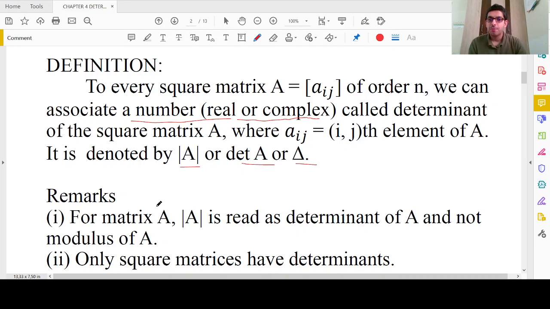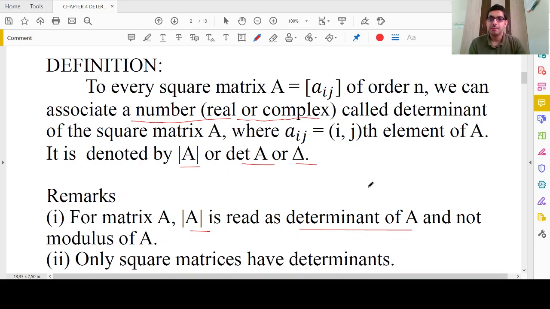For matrix A, this determinant of A is to be read as determinant of A. Even though it is written with the modulus sign, it should not be read as modulus of A. It should be read as determinant of A. And another thing, only square matrices have determinants. A non-square matrix does not have a determinant.